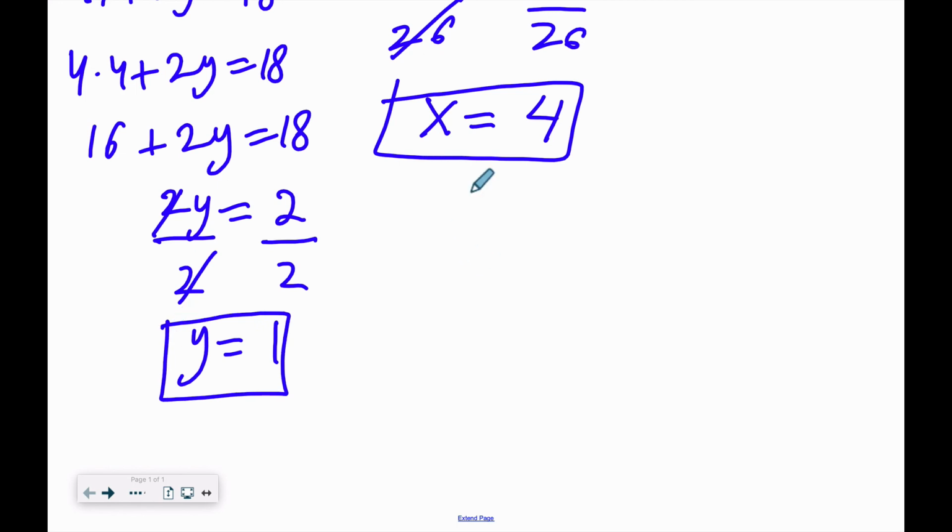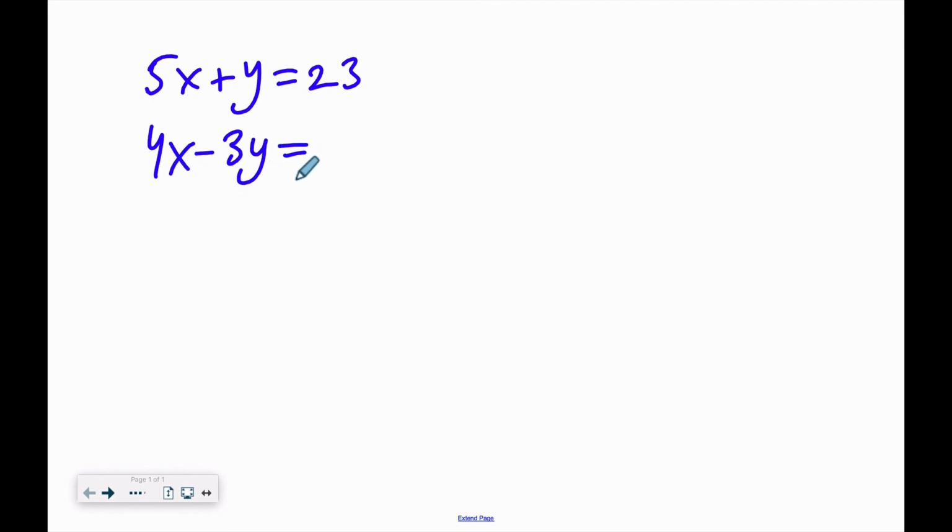I will give you one example for you guys to solve, and you can comment down below your answers. So the example is this: 5x plus y is equal to 23, and 4x minus 3y is equal to 7. So you guys can find what x is and what y is, and comment down below in the comments your answers.